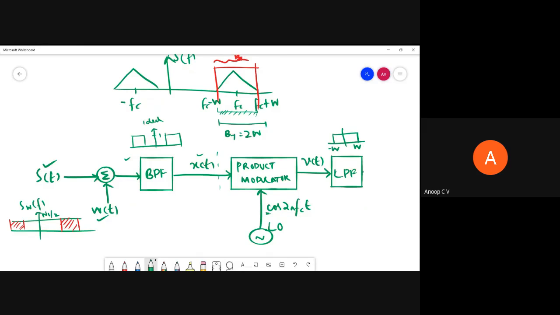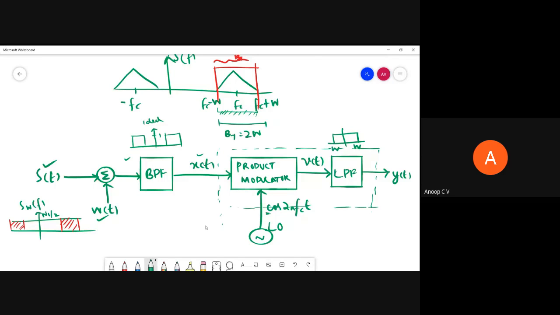Then there is the low pass filter, and whatever we are getting at the output, we'll call it Y of t. This is the demodulated output. The part which is shown in this box is nothing but the coherent detector part. So this is a system model.